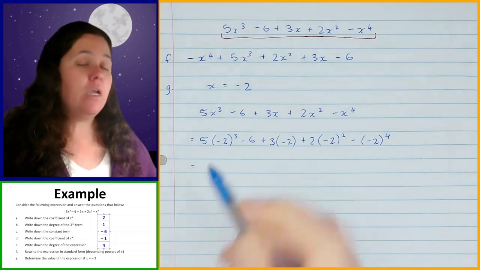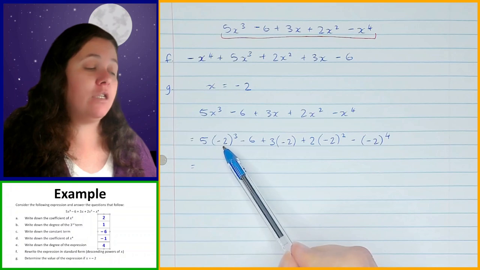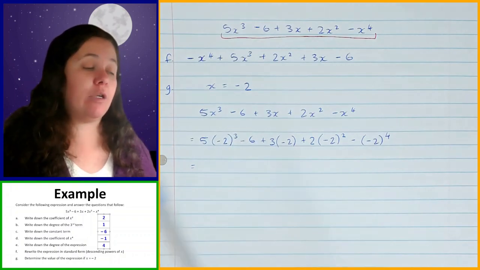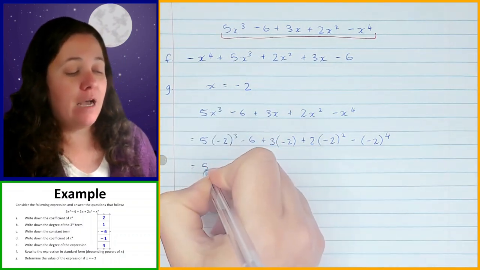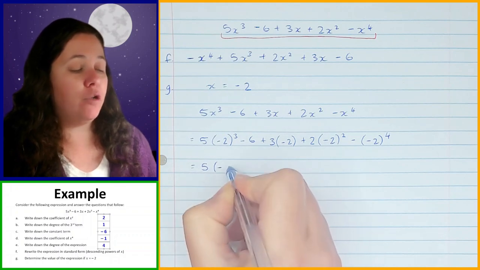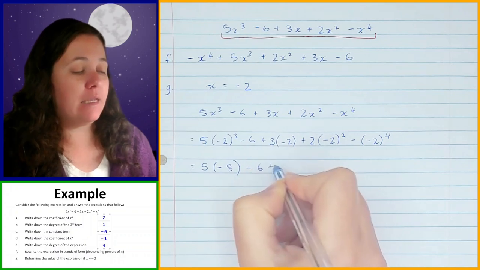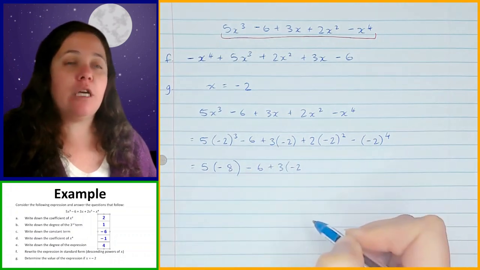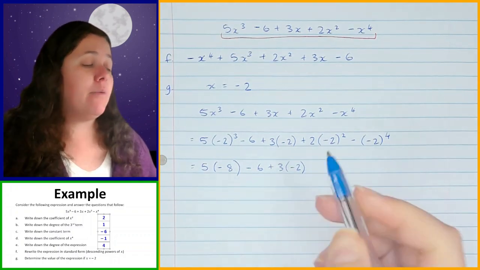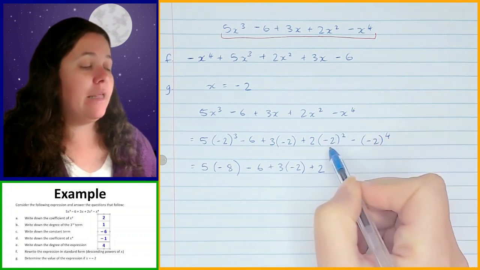Also using what we learned when we were doing exponents, because now I need to know that if I've got a negative that is being raised to an odd power, then it's going to stay negative. So I need to remember that. So I've got 5, and then negative 2 to the power of 3 is going to be negative, and 2 cubed is 8. Minus 6, nothing's changing there for now, plus 3 times negative 2. At the moment, I'm just sorting out my exponents, so I'll come back to the multiplication. Although you could simplify that now, I'm doing all the exponents first.